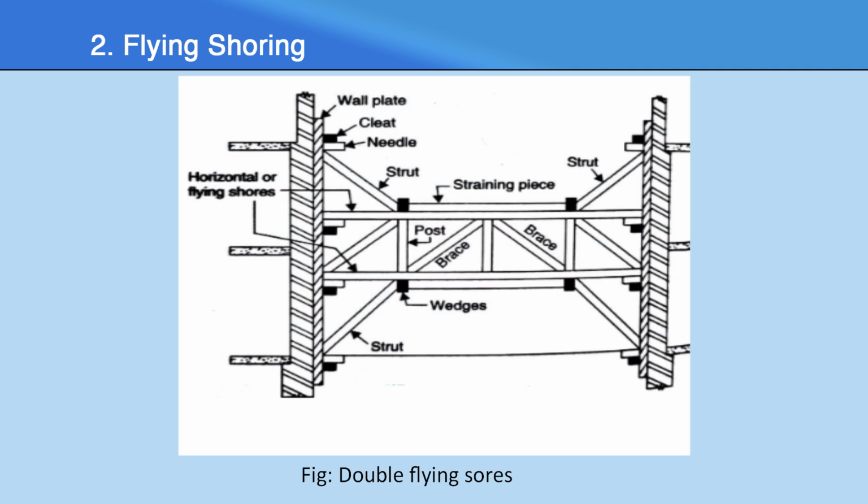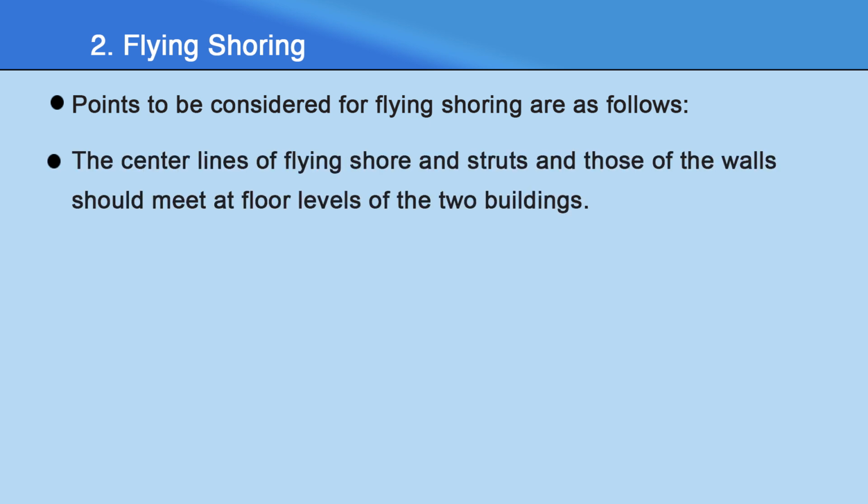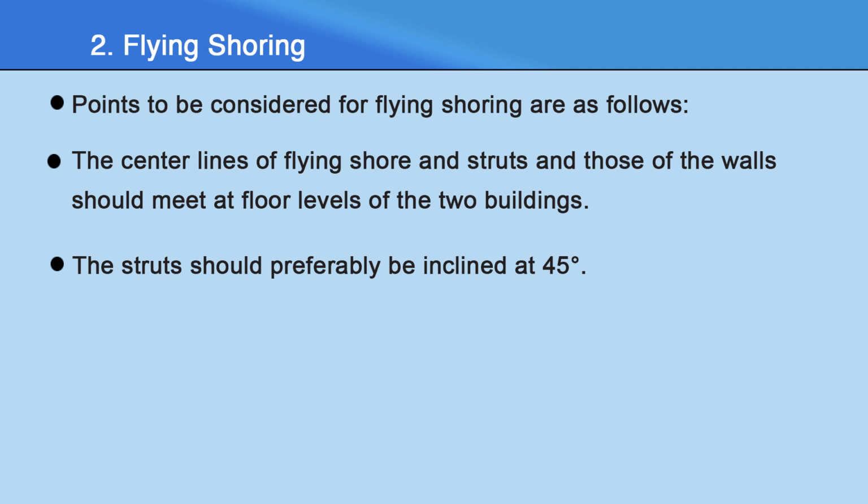The flying shore consists of wall plates, struts, straining piece, horizontal shores, needles, cleats and wedges which are shown in the image. Like inclined shore, in this system also the wall plates are secured against the wall using needles and cleats. Points to be considered for a flying shore are as follows. The center lines of a flying shore and the strut and those of a wall should meet at the floor level of 2 buildings. The strut should preferably be inclined at 45 degrees.